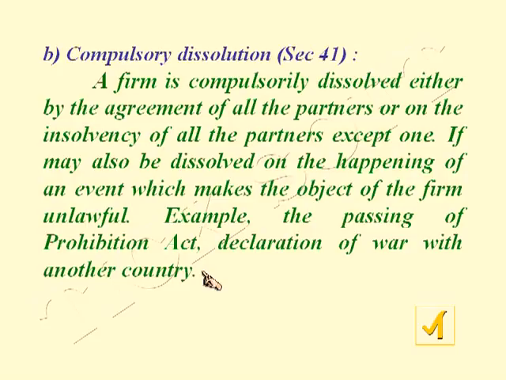All partners are insolvent except one partner. In that case, there is no other way to continue the business, so that dissolution is called compulsory dissolution. At the same time, our objective becomes unlawful. For example, the passing of the Prohibition Act, the government passing the Prohibition Act, or a declaration of war with another country. In that situation, we need to close our business. This is called compulsory dissolution, section 41.